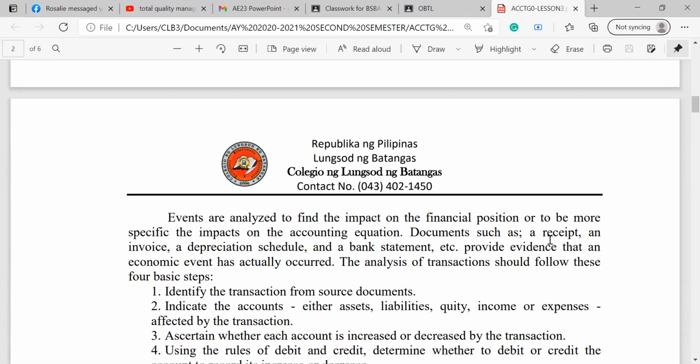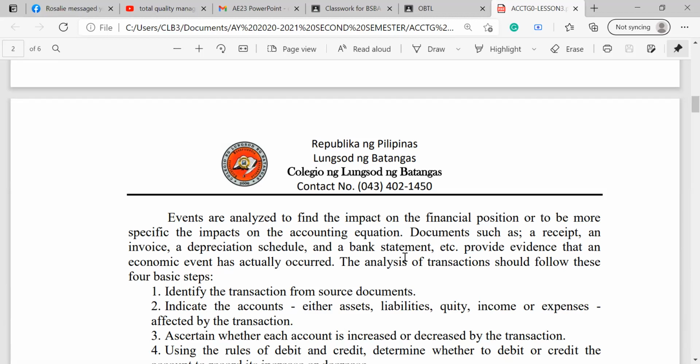Okay? So for example, nag-issue ka or nag-issue ang company ng official receipt. Okay. So kung nag-issue ang company ng official receipt, ibig sabihin lang nun, merong natanggap na pera ang company. Okay? So that indicates na merong transaction na nangyari. Hindi mo man personal na nakita nagkaroon ng acceptance or ng receipt ng pera, the fact that the company issued an official receipt, it means that merong perang natanggap ang company.